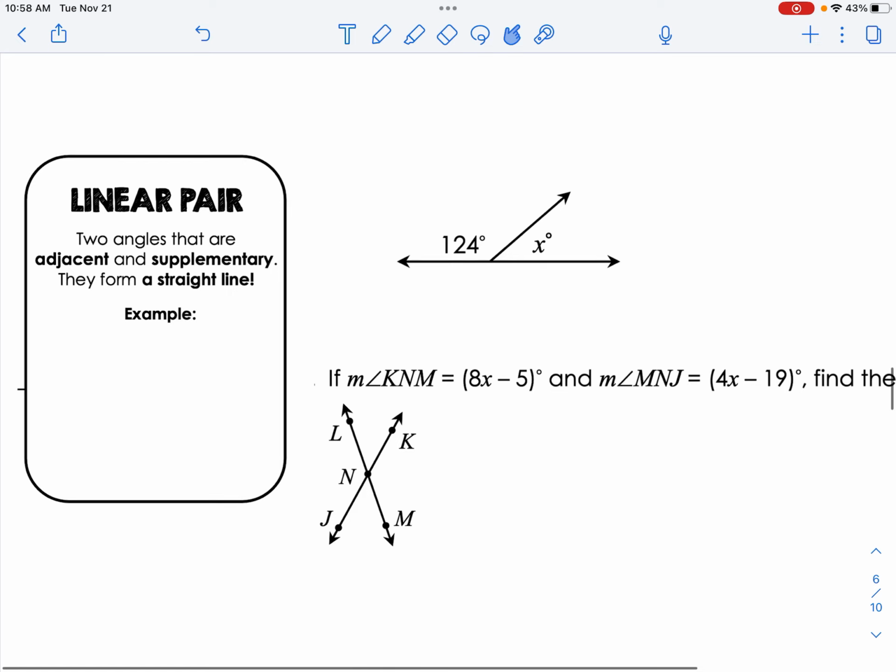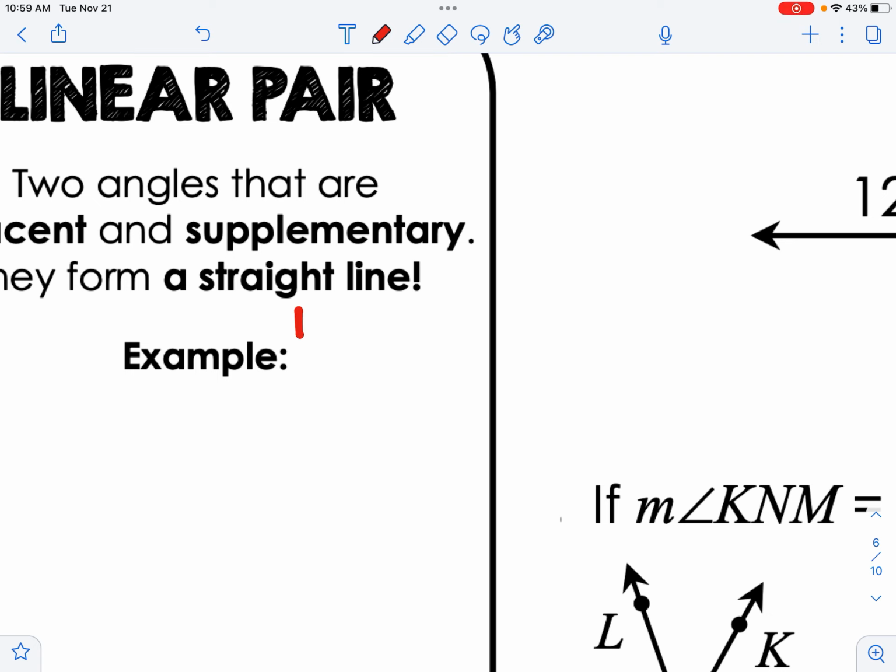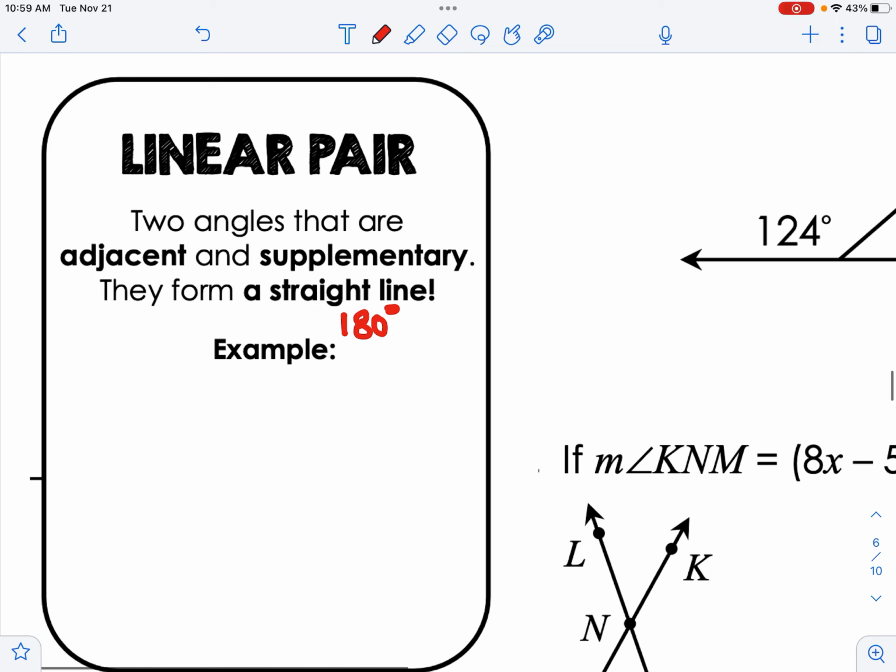Okay, a linear pair happens to be two angles that are adjacent, so next to each other, and also supplementary. Remember, supplementary means 180 degrees. Now, they do form a straight line. If you recall, all straight angles are 180 degrees. So really when we say this, supplementary and straight line both mean, or at least should mean in your head, they form a straight line, and that means 180 degrees.